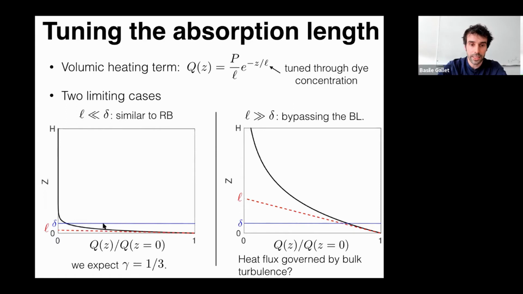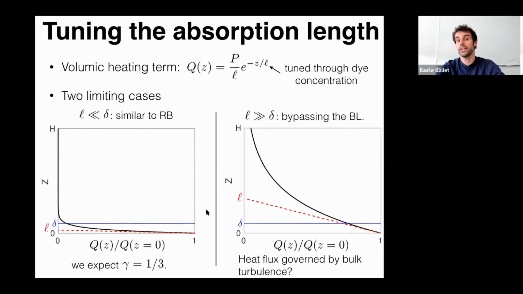Well, in that case, in black, you can see this source term Q of Z. L is very small compared to delta, the boundary layer thickness, which means that you're inputting much of the heat directly inside the boundary layer, and that heat still has to be diffused across the boundary layer before it can be transported by the bulk turbulent flow. That's a situation very similar to a Rayleigh-Benard system, and so you expect an exponent gamma of 1/3, similar to the Rayleigh-Benard setup.